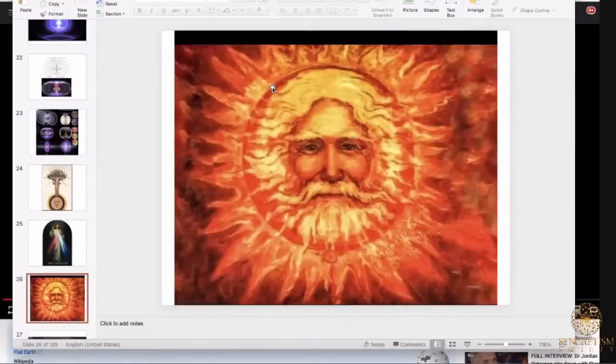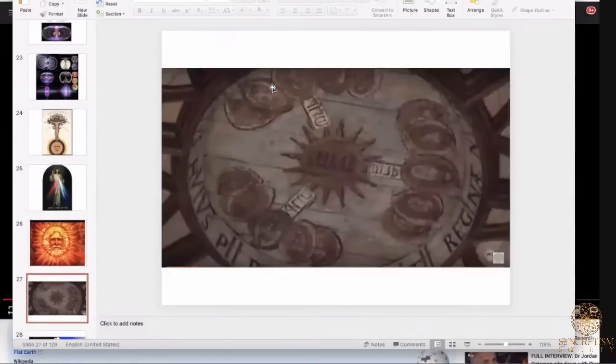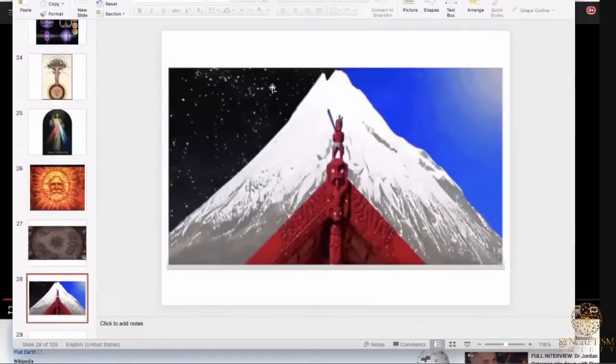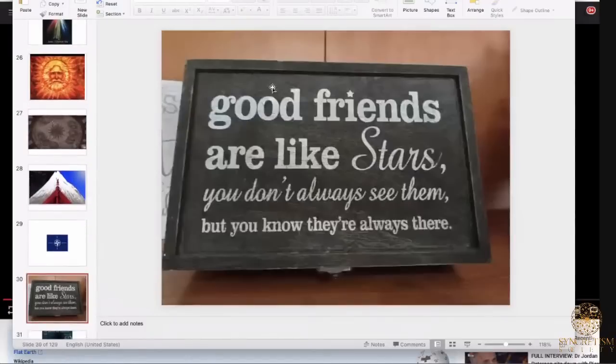And it's all the Son of God. Everything is the Son of God. You are the Son of God. Atoms are sons of God. It's all stars. You are now learning star language, folks. Good friends are like stars. You don't always see them, but you know they're always there.